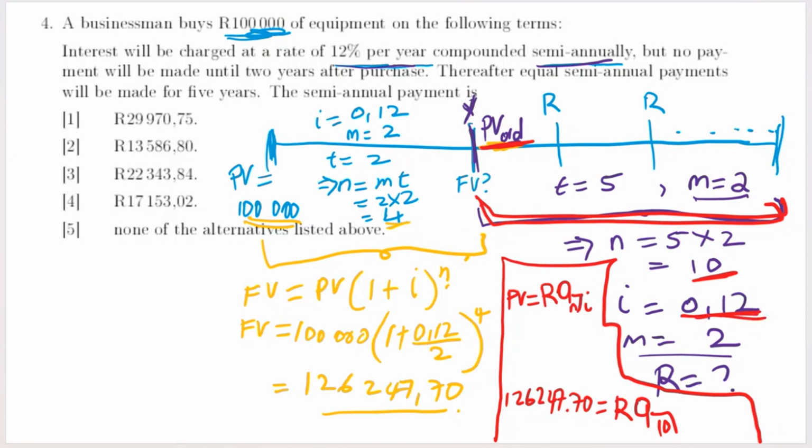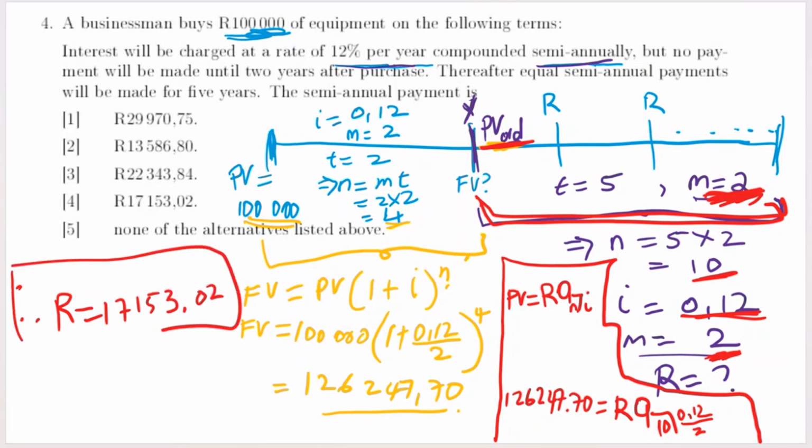We don't need to be converting anything here because our compounding periods are similar. The payments are made semi-annually, and the interest is also semi-annually. So you are going to have your interest of 0.12 divided by 2. Then, when you plug this in your calculator, your R is going to be 17,153.2. So now this will be your answer.